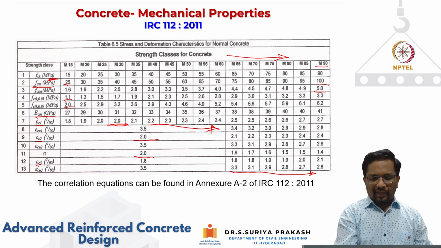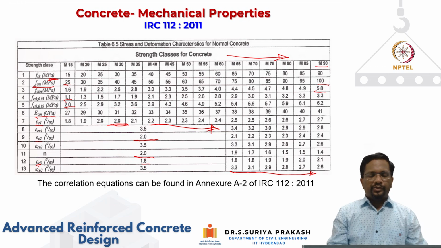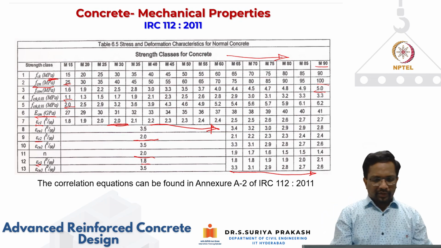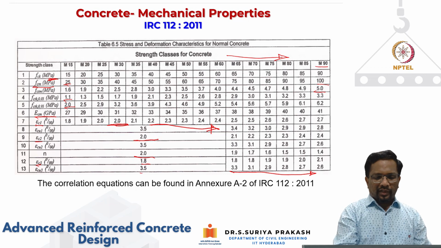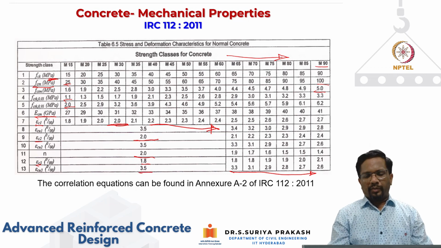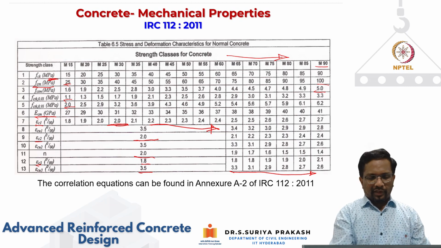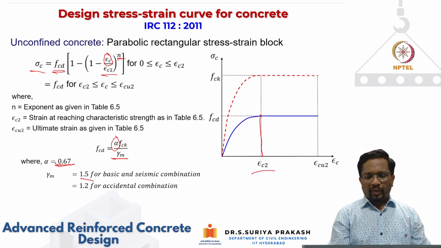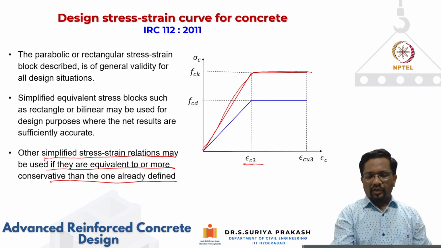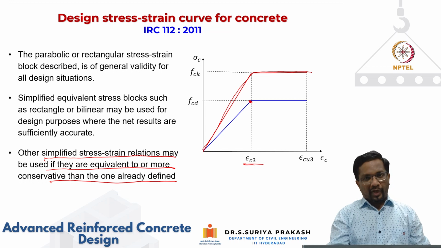So if you see here, slightly lesser values are used in the bilinear equation, and epsilon cu3 is a slightly higher value specified because they are simplifying the stress strain curve. So you see here epsilon c3 is correct. Epsilon cu3 is your final failure strain. If you go back, you can see this is your strain corresponding to the peak in the bilinear stress strain curve. Epsilon cu3 is your ultimate strain.